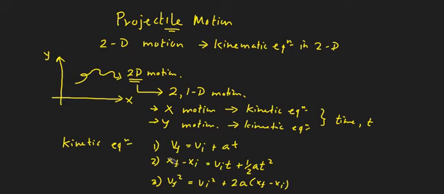For example, if you are studying the x motion, then this would be x final and x initial, velocity in the x direction, acceleration in the x direction. But if you are studying y motion, then you will replace this by y final minus y initial, and velocity and acceleration in the y direction. So that's a basic recap of how to apply kinematic equations in projectile motion. Now let's try to apply this to a simple problem.